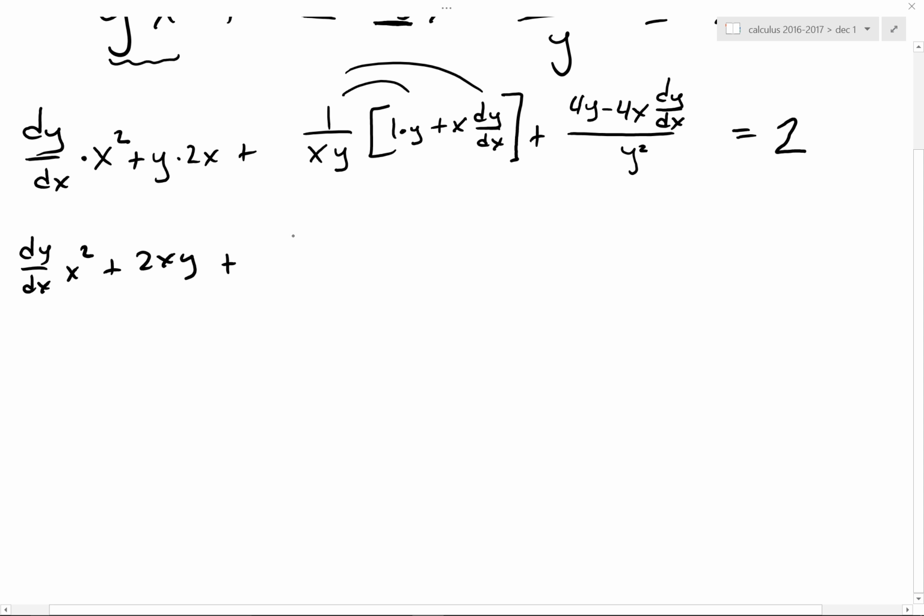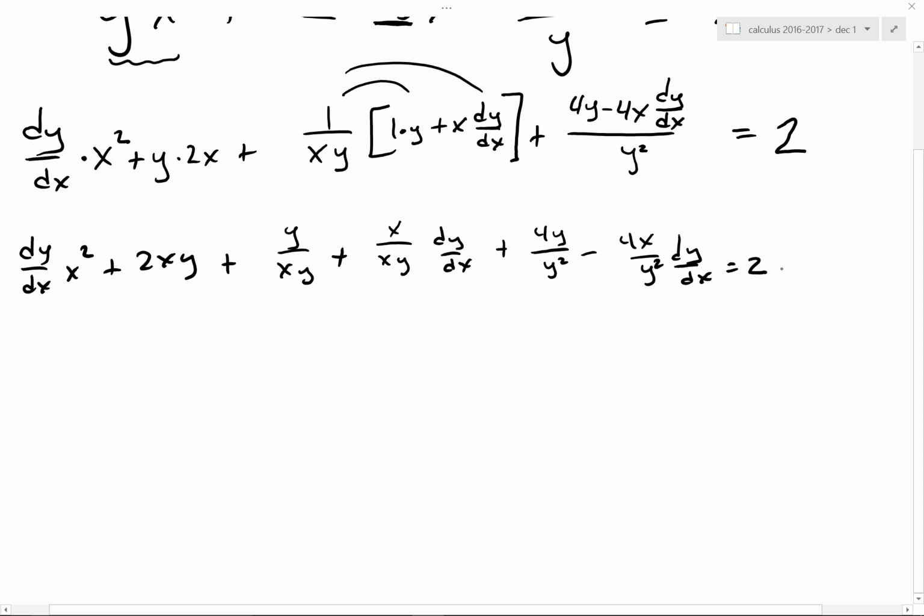So when I take this times this, it's going to be y over xy squared plus x over xy dy dx. And yes, I know those can be reduced. And then 4y over y squared minus 4x over y squared dy dx equals 2. I do it that way because I really want to get my dy dx split apart so I can put all the other junk on one side and leave the dy dx on this side, or the other side, whatever I get. Yes?